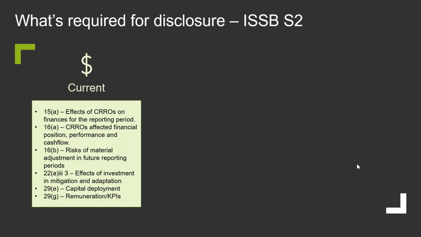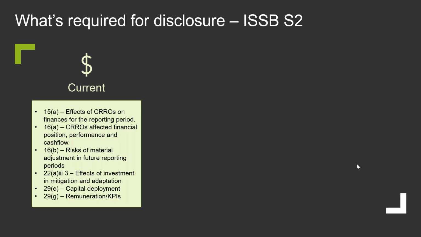Going on, 16A is essentially how those risks have actually affected the financial position, performance, and cash flow. So those risks have had a material financial impact, as shown in 15A, but then how have they actually affected financial position, performance, and cash flow? So how does that interact with the respective financial statements?